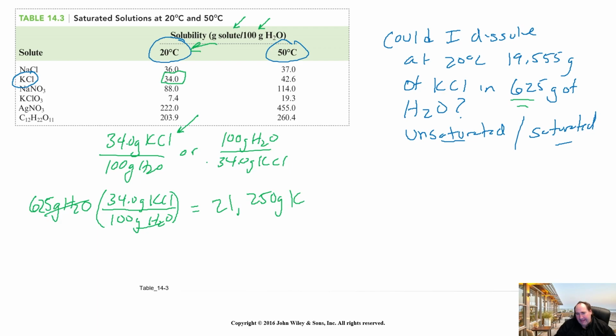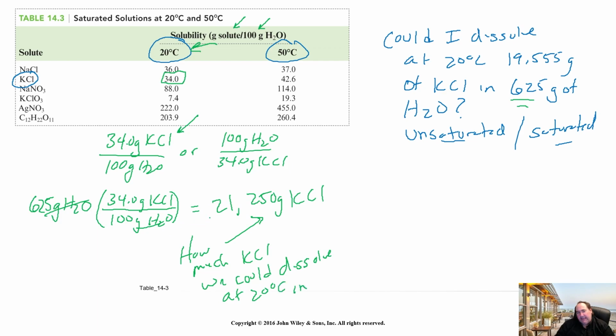21,250 grams of KCl. This number once again reflects how much of this salt, our ionic compound, KCl, we could dissolve at 20 degrees Celsius in 625 grams of water. So we could dissolve 21,000 grams. We are only shooting to dissolve 19,555 grams.